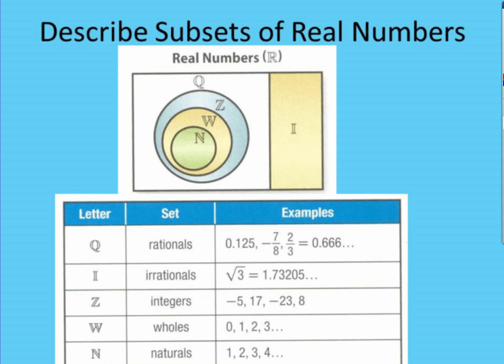Integers are values that do not have decimals, but can be positive or negative. Whole numbers are the integers that are 0 and positive, and the natural numbers are just the positive integers.